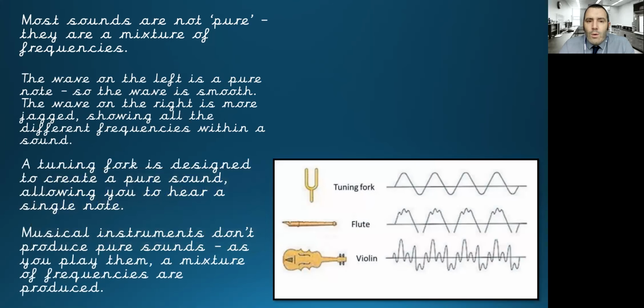So a tuning fork is designed to create a pure sound, allowing you to hear a single note. These are really useful when you're tuning musical instruments like pianos, for example. They give you an exact note that you can then tune everything else away from. So the idea with a tuning fork is you tap it gently on a surface and it starts ringing and it gives you a perfect smooth wave.